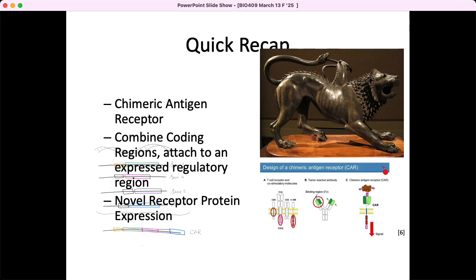Okay, so quick recap. What is the CAR? It's a chimeric protein. It combines domains that exist naturally in nature but don't exist together. And we're putting them together by putting the coding regions of the genes that code for those different proteins together with a promoter that is normally expressed in T cells. So that way, this novel chimeric protein will be expressed in T cells.